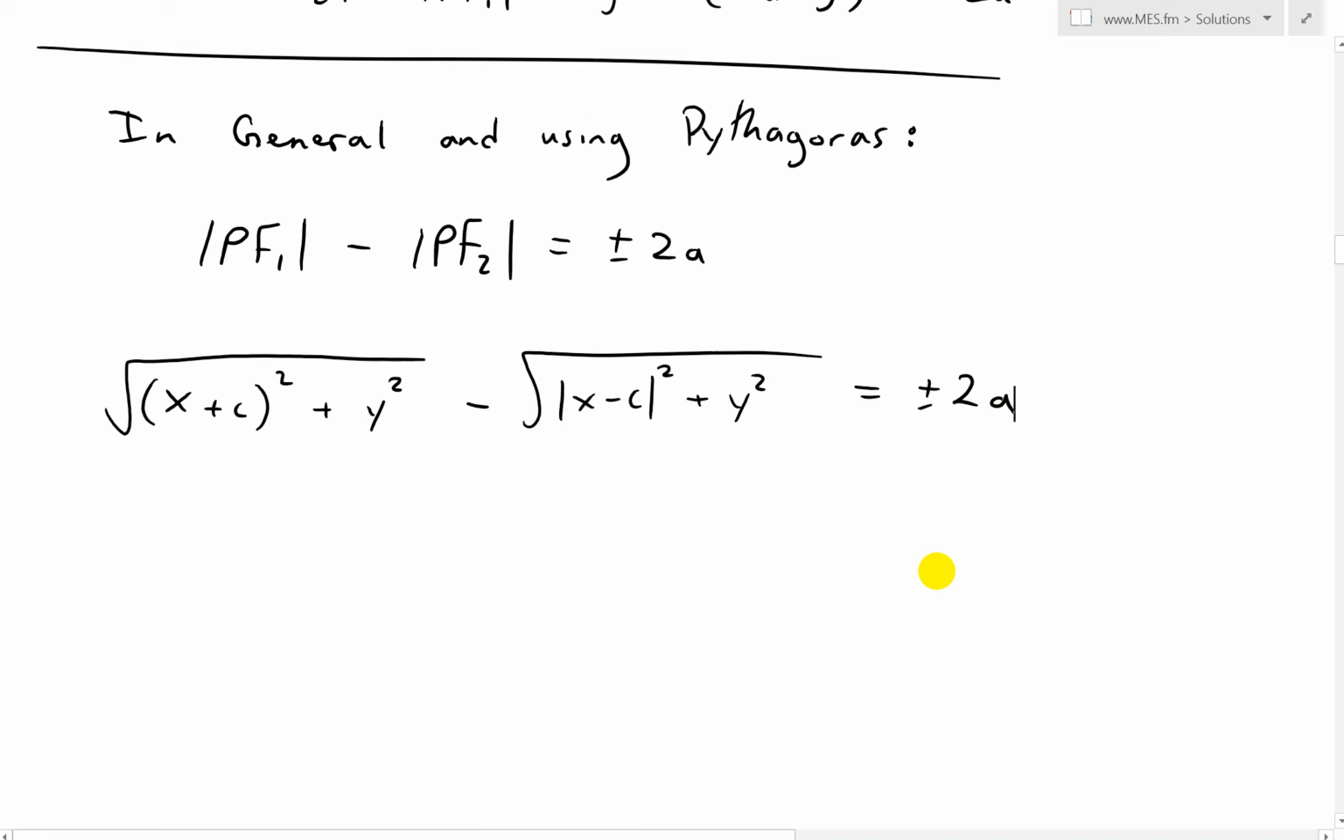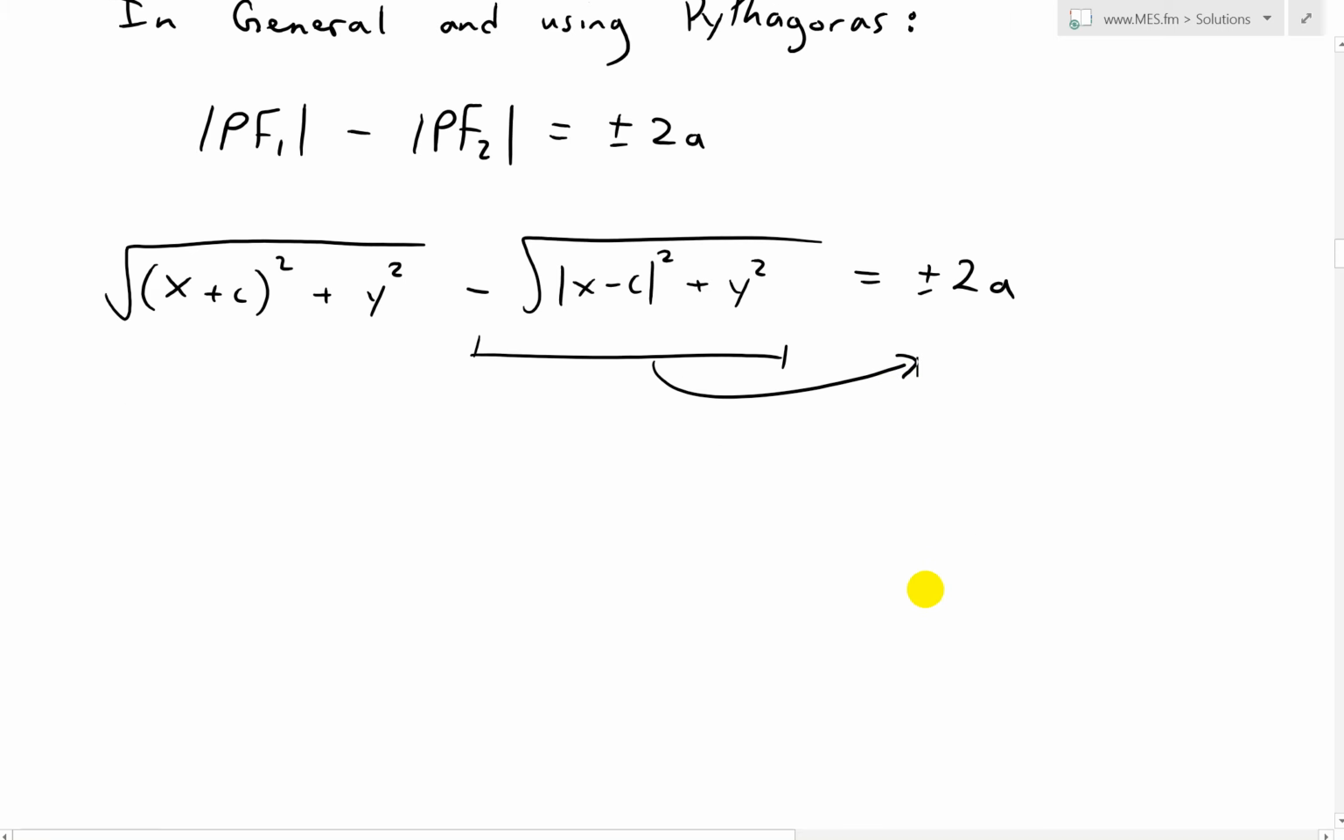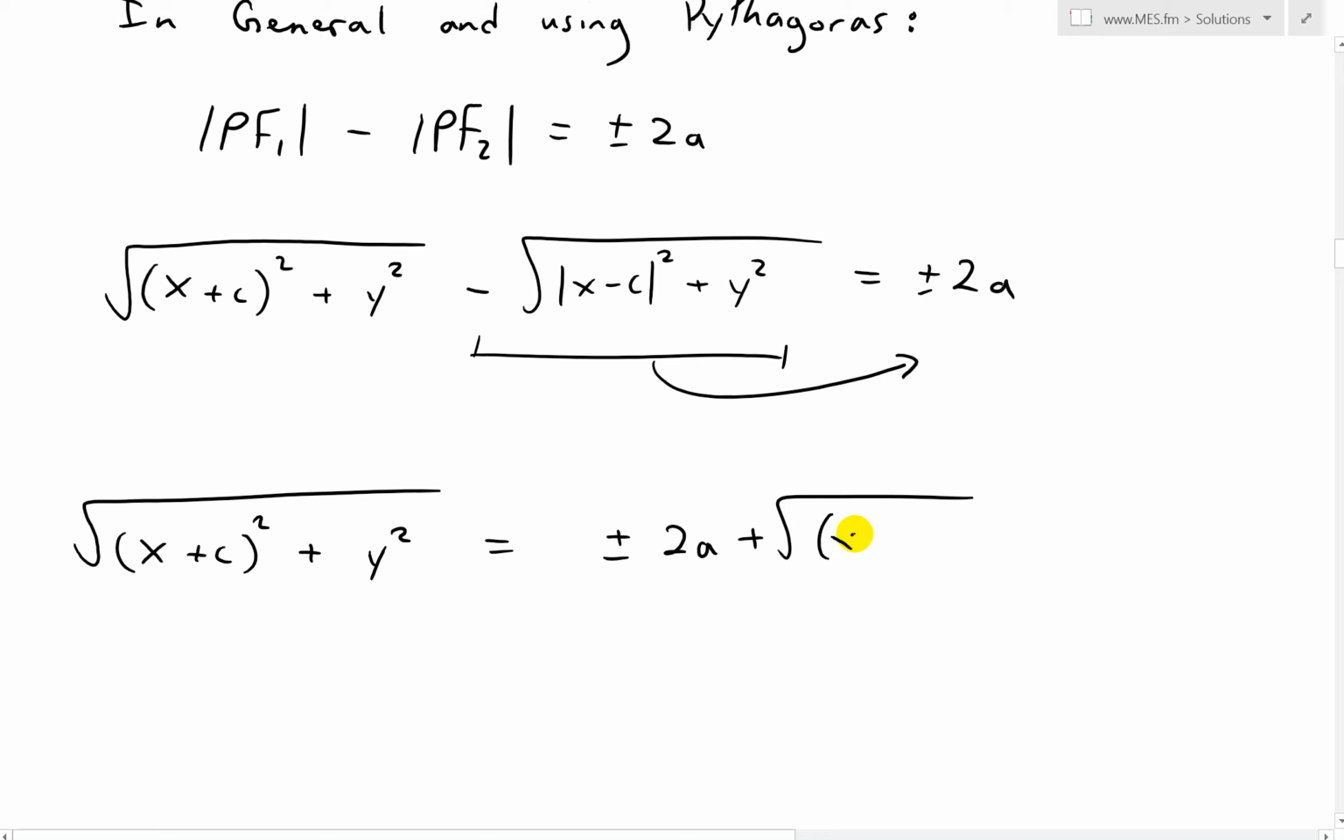Yes, so now what I want to do is get rid of these square roots. What I'm going to do is move this whole term onto this side, move it all the way across there, and then square both sides. So that's minus, move it over there, and then this becomes just brackets normally. So here we get the square root of x plus c squared plus y squared equals plus or minus 2a, like that, and then plus this giant square root, x minus c squared plus y squared, like that.